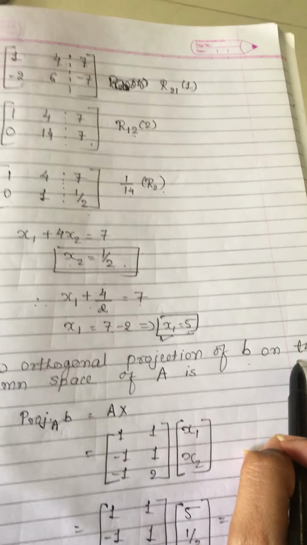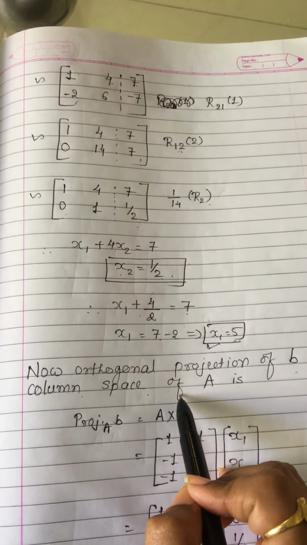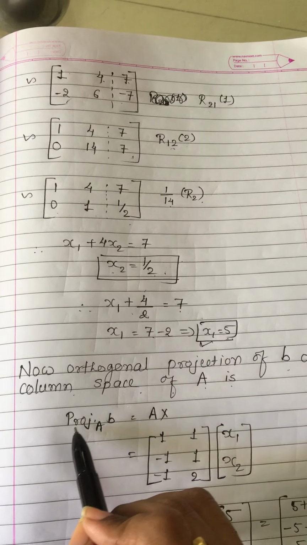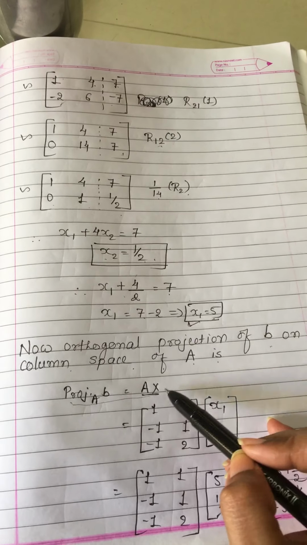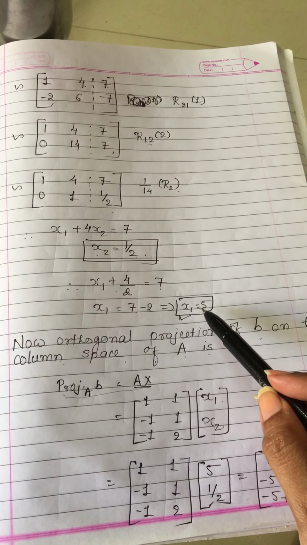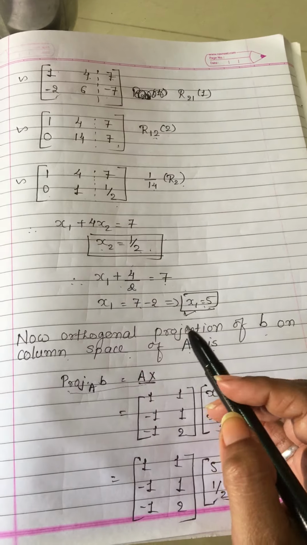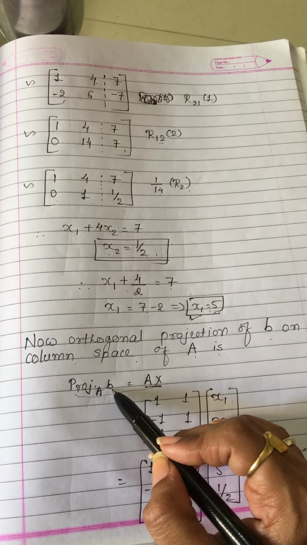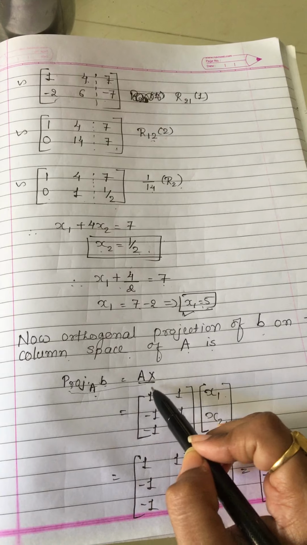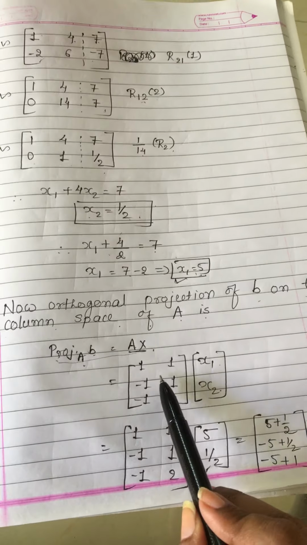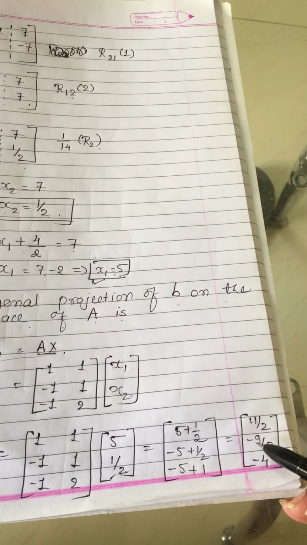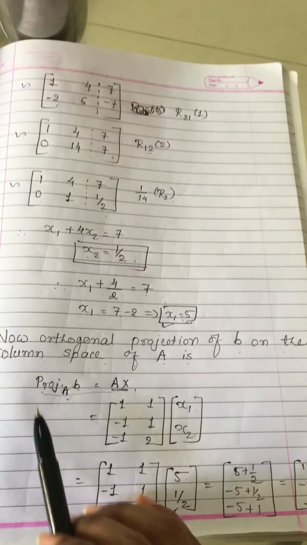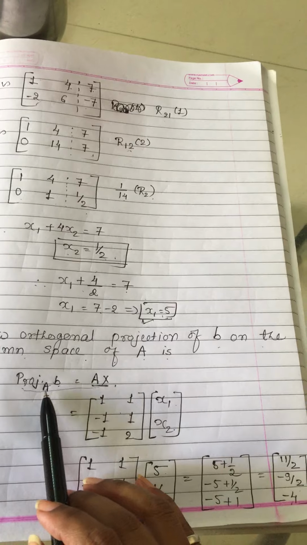Okay, now the orthogonal projection of B on the column space of A is nothing but A into x. You have the values of x1 and x2. We already found the value of x1, that is 5, x2 is equal to 1 by 2. So the orthogonal projection of B on A is equal to A multiplied with x. So I multiply your main matrix with these values 5 and 1 by 2. You will get the answer 11 by 2, minus 9 by 2 and minus 4. That is nothing but your orthogonal projection of B on the column space.